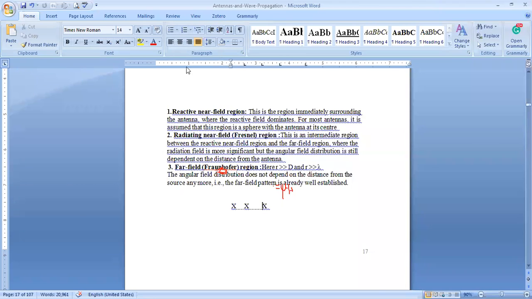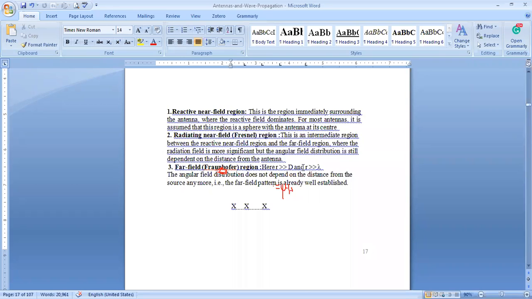Next one is the far field region. These are the three different regions existing around the antenna. Here the angular field distribution does not depend upon the distance from the source anymore. The far field pattern is already well established, and it exists over several kilometers.